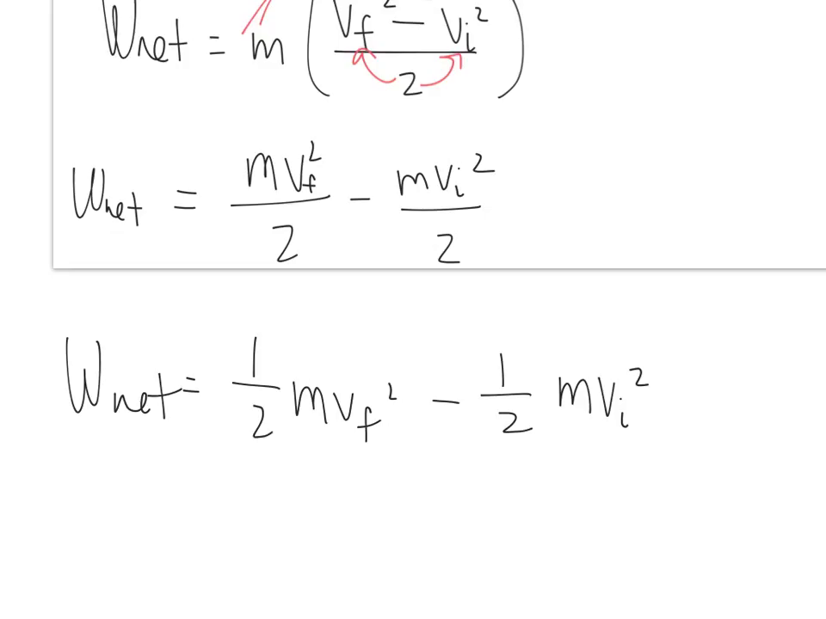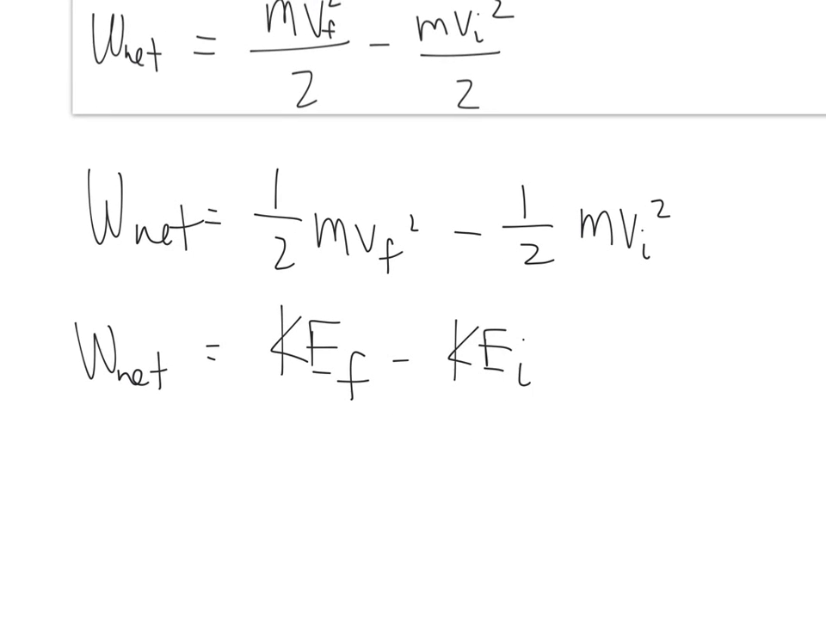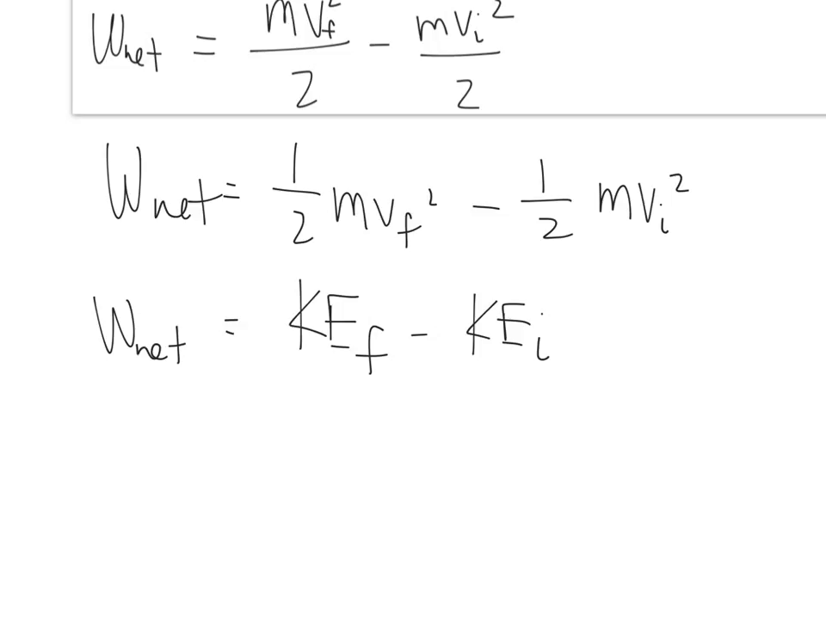So look, that's what it is. 1/2 mv squared is kinetic energy. If I put an F, it just means final kinetic energy. This means initial. What does final minus initial mean? Final minus initial, what's another way of representing that, with what symbol? Delta. Delta, change.